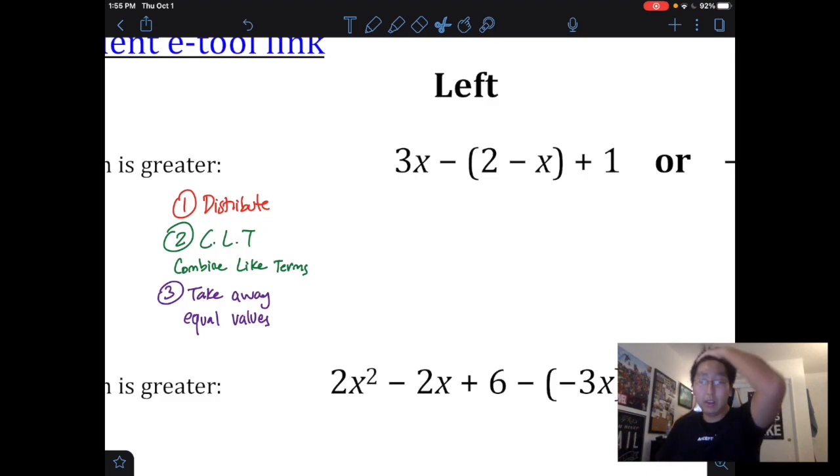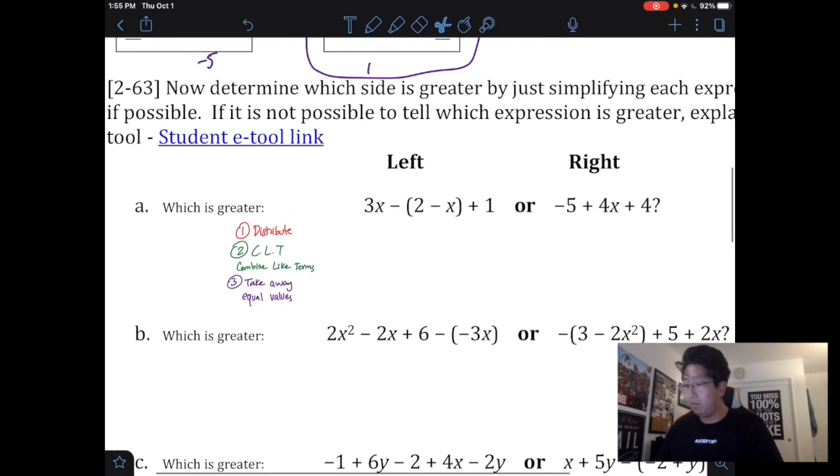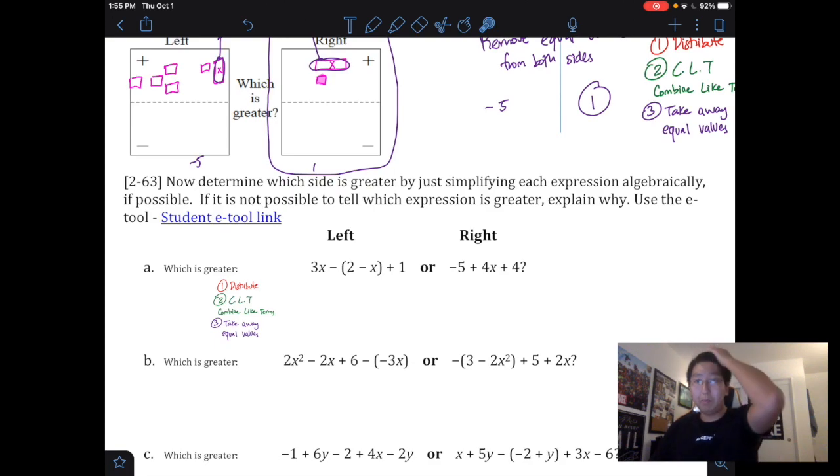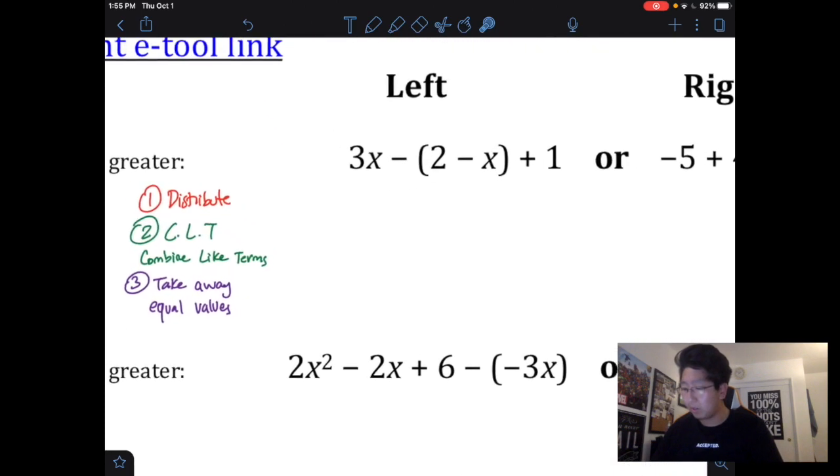So, here, I'm going to be asking you, which side is greater? Now determine which side is greater by just simplifying each expression algebraically, if possible. If it is not possible to tell which side is greater, explain why. Use the E tool if you need to. Now, this is a separate part of the lesson where we're going to only solve algebraically, but I want you to be able to now see, is it possible that we can't determine? Is it possible that we can't compare these two? And you're going to see what I mean in just a second. But let's go ahead and start here.